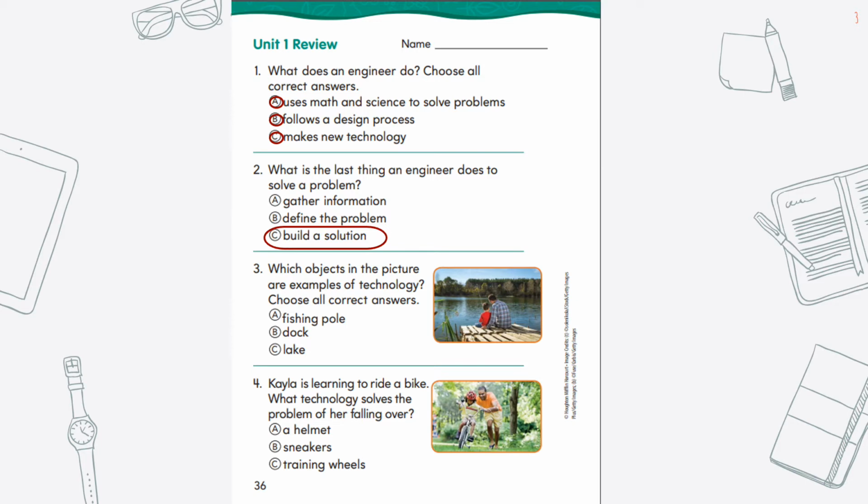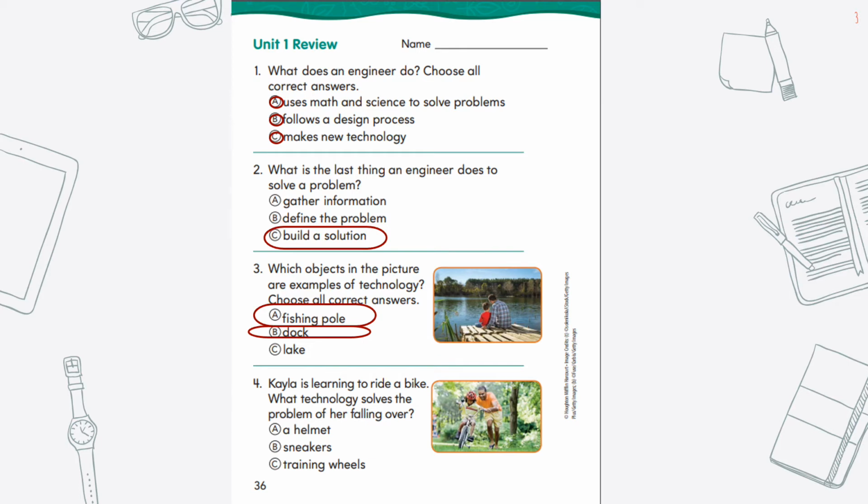There is a father and a son sitting around the lakeside. So mind it, technology are all the things that are made by humans. They are man-made things. So which of these things do you think are man-made? Is it A, the fishing pole, B, the dock on which they both are sitting, or C, the lake? Let's see the answers. It's A, fishing pole, and B, the dock. I'm sure you all guessed the right answers. Bravo.